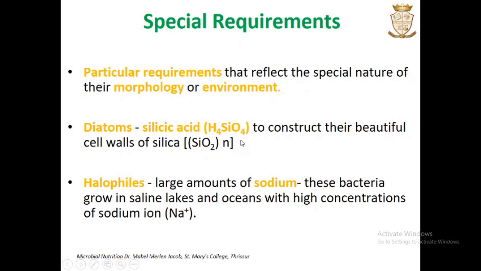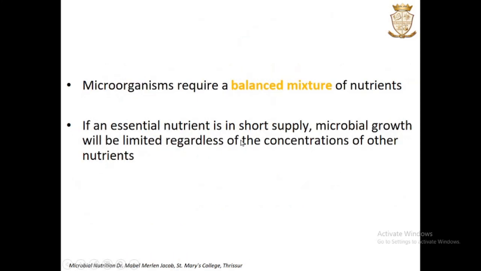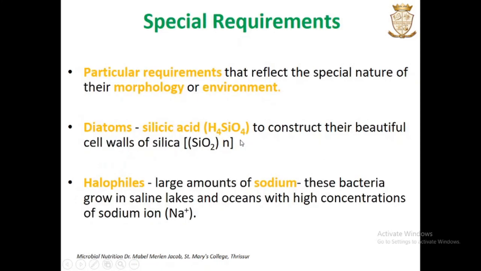There are some special requirements for particular microorganisms depending on their morphology or the environment which they are in. For example, diatoms require silicic acid to construct the beautiful cell walls of silica. Another group of microorganisms, halophiles, they require large amounts of sodium or potassium. They grow in saline lakes and oceans with high concentrations of sodium ion. So these are examples of special requirements other than macro and micronutrients.